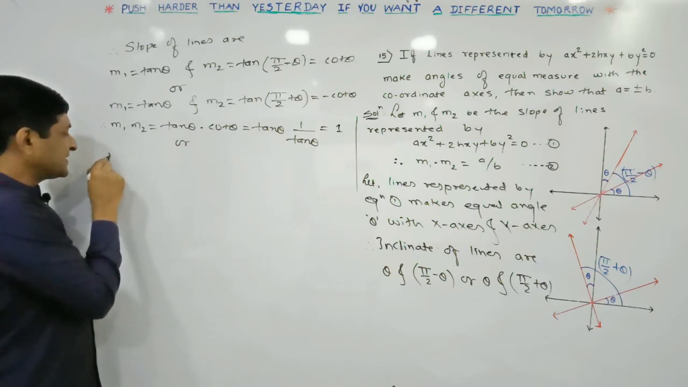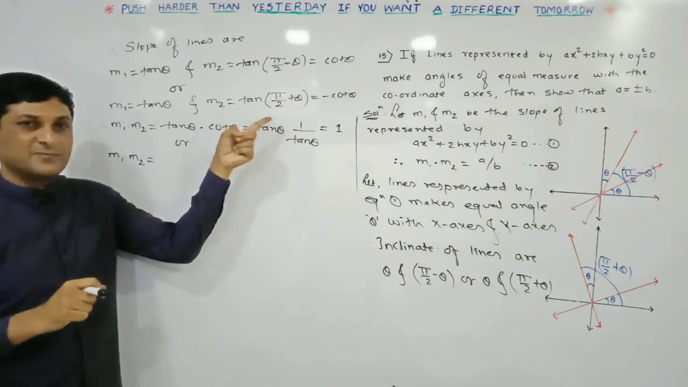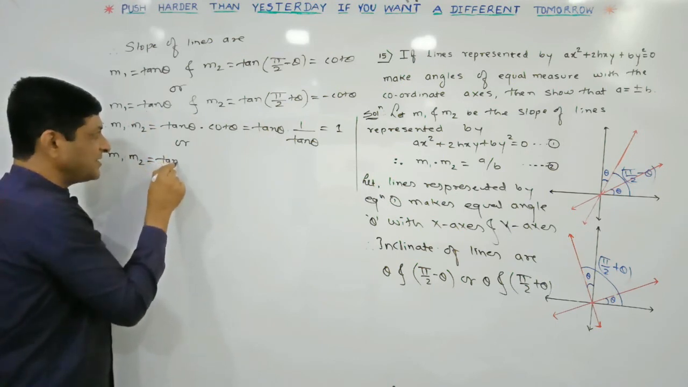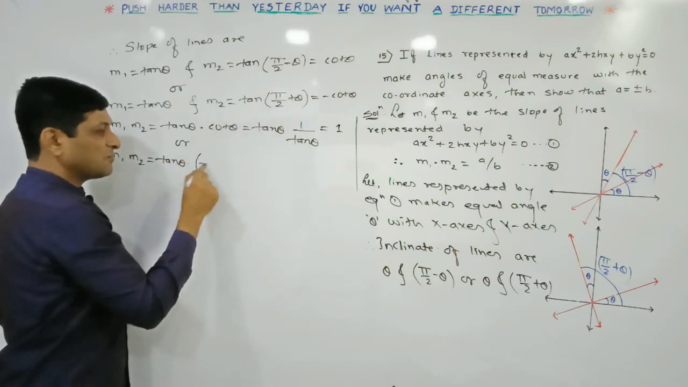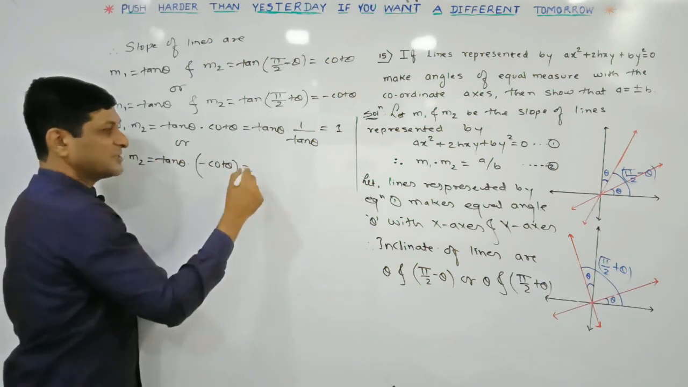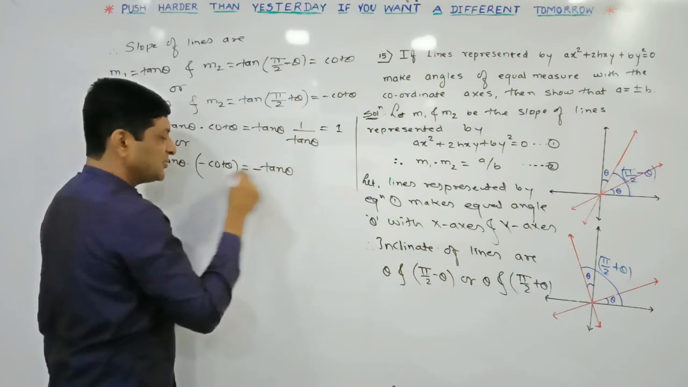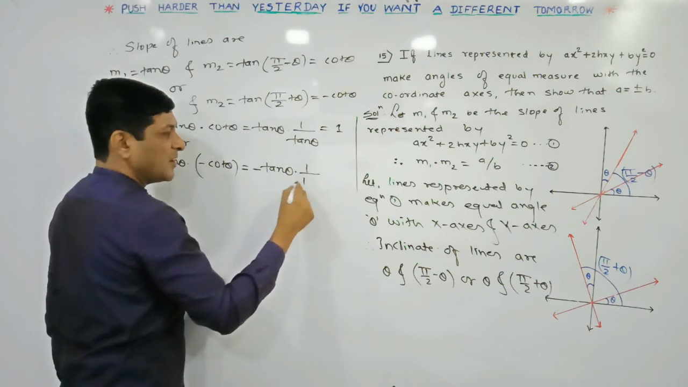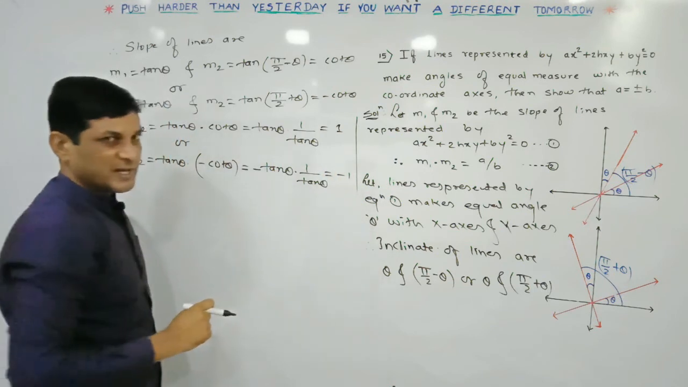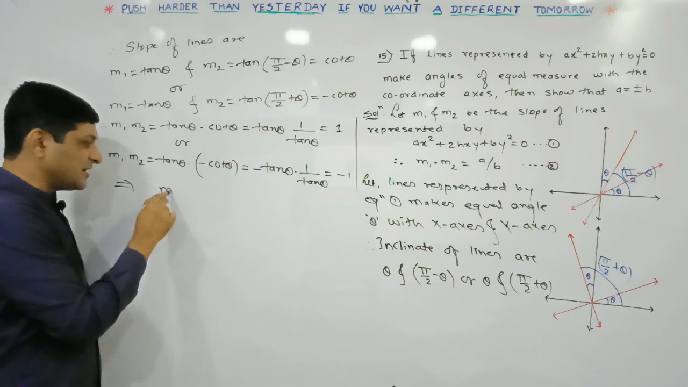For the second possibility, we are again finding the product of slopes. In this case, the value of m1 is tan theta and m2 is minus cot theta. So plus into minus will be minus. Keep this tan theta as it is, and cot can be written as 1 upon tan theta. So tan and tan will get cancelled. What will we get here? Minus 1.